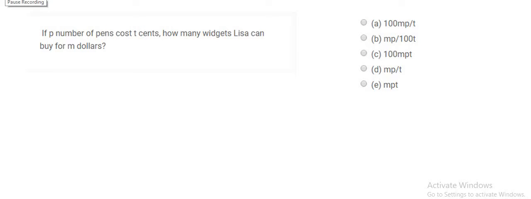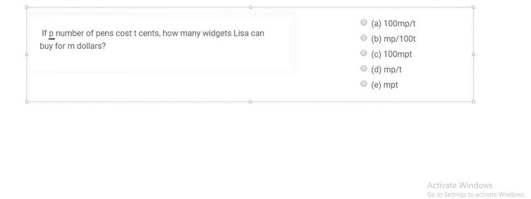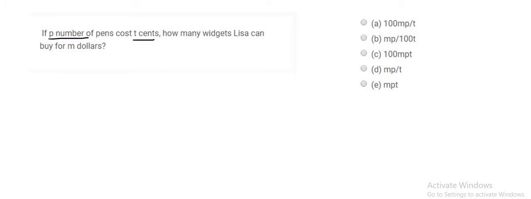Today we are going to solve easy arithmetic problems. So let us look into the question. It says if P number of pens cost T cents, how many widgets Lisa can buy for M dollars? So we are meant to develop a relationship from this question and then match from the right hand side options.